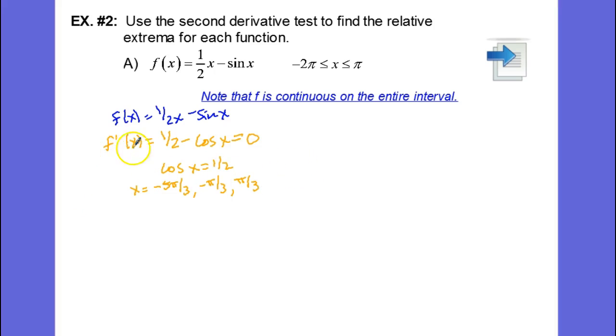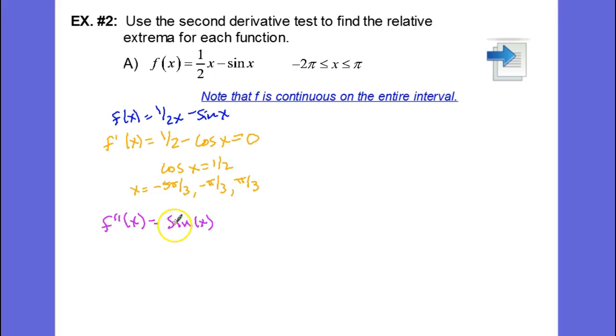Now let's go ahead and take the second derivative, and that is going to be the derivative of f prime. So f double prime of x is equal to the derivative of 1/2, which is 0. Cosine is negative sine, so negative times negative is a positive, and we get a positive sine of x.